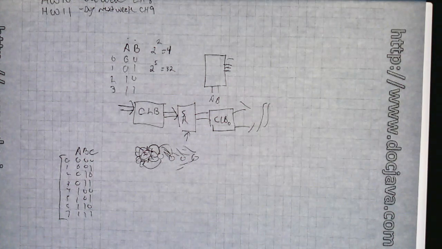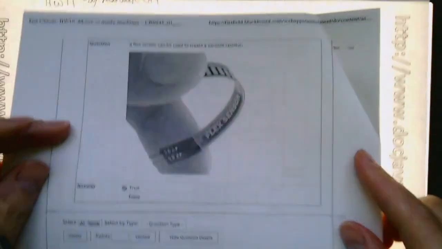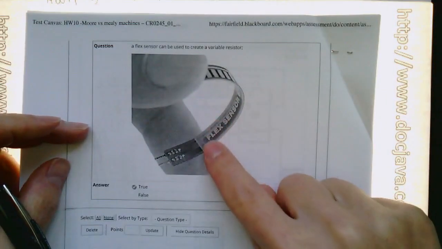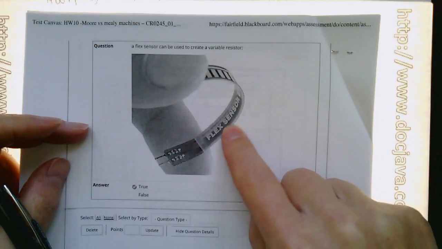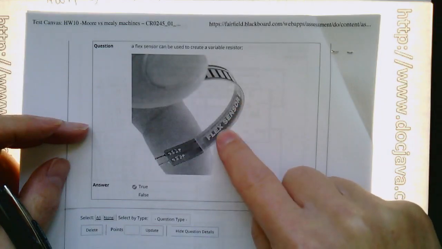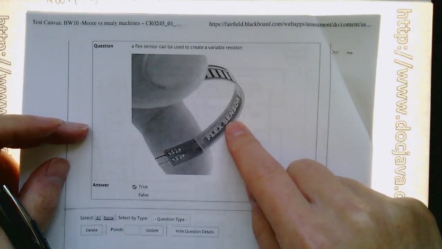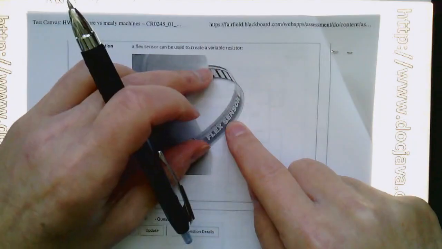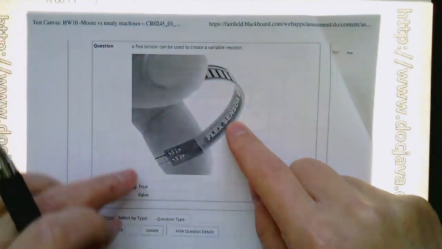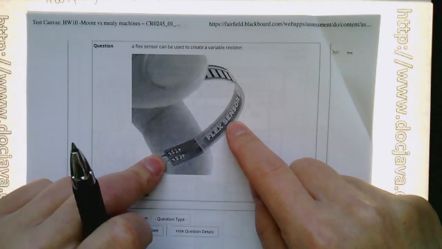Okay, so 17 says a flex sensor can be used to create a variable resistor. And the answer is yes, it can. Here's the flex sensor right in through here. One thing you can do, if you're ever wondering about something like that, is you can Google these things. It is an interesting kind of sensor. I actually have one of these. You can bend it, and it will give you a different resistance as you bend it.